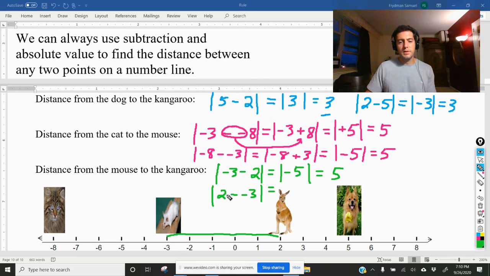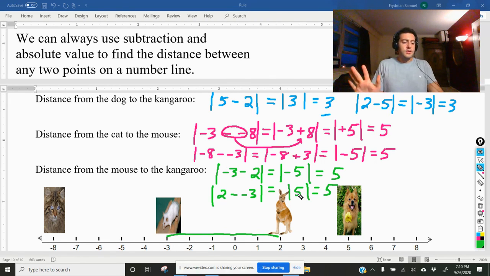So this is going to give me 2 minus -3, which is the same thing as 2 plus 3, so I'm just using the rewriting rules. So I would get 2 plus 3, and 2 plus 3 is 5. So now I have the absolute value of 5, which is still just 5. Either way I do it, I'm going to get the same answer because I'm taking the absolute value. If I didn't take the absolute value, then one would be negative and one would be positive.